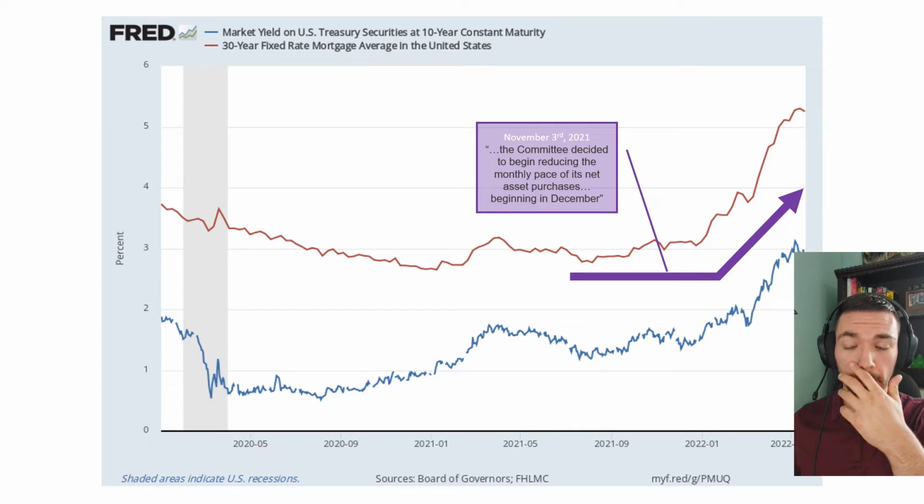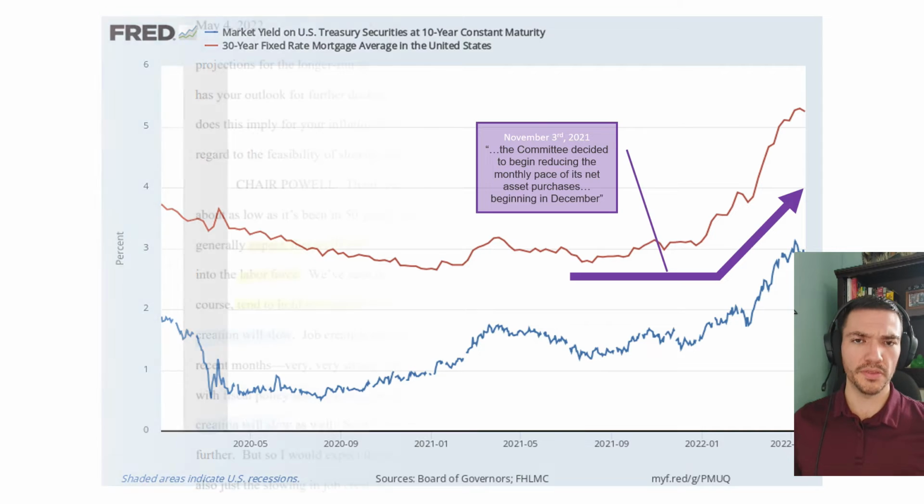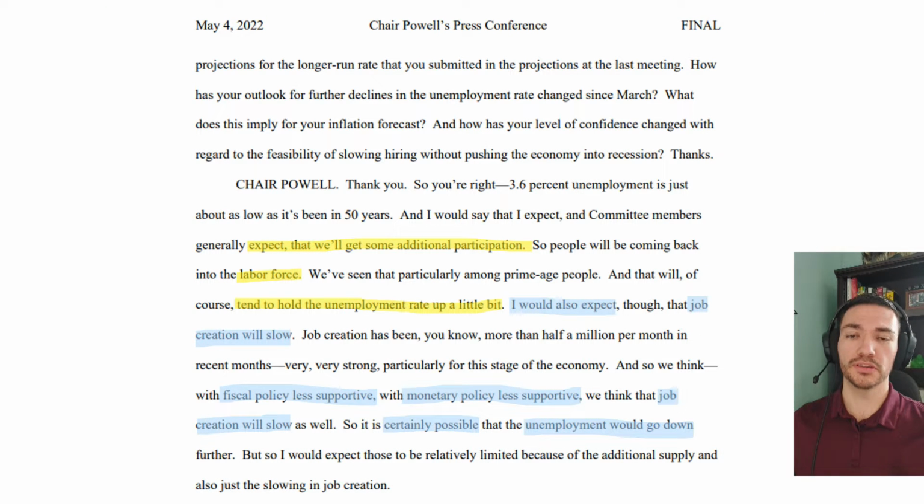And so they actually started putting this into practice in December. And as you can see by this chart, right about that time, rates really took off. This is just an example of the 10-year and of the 30-year mortgage rate. And so why are they doing this? They're doing this because they are trying to handle an issue with wages right now.